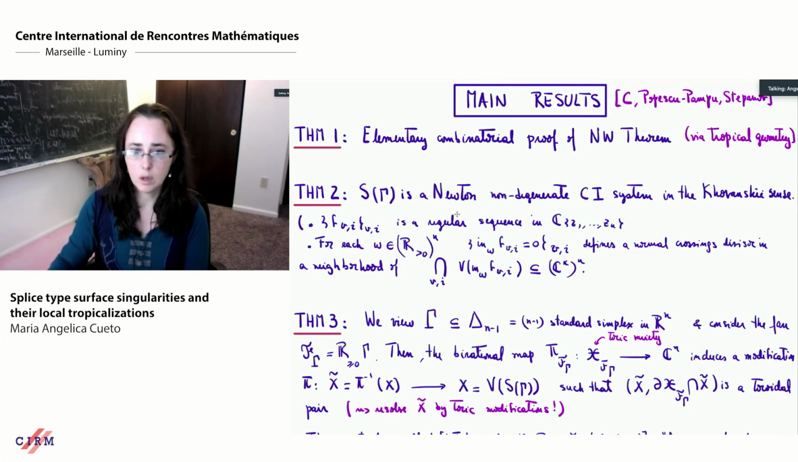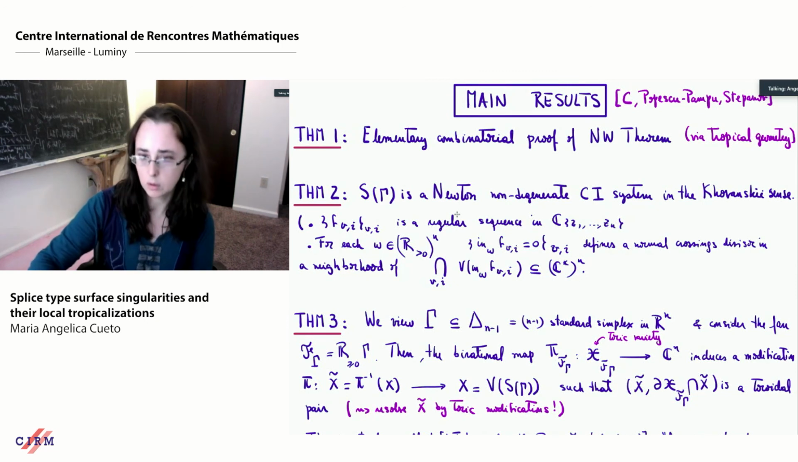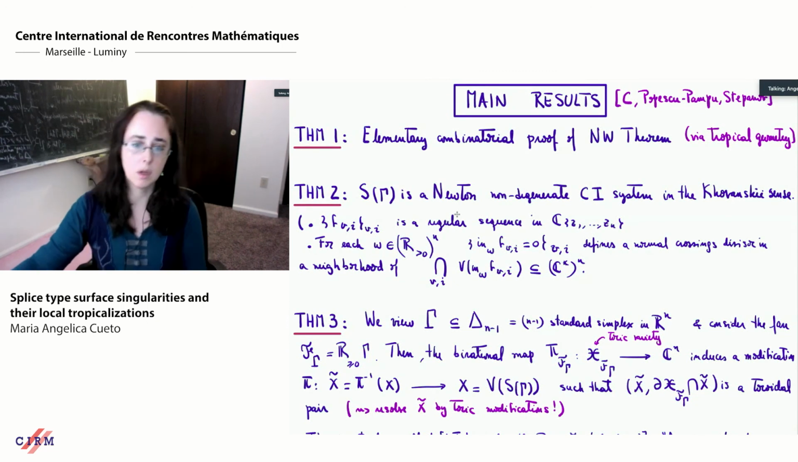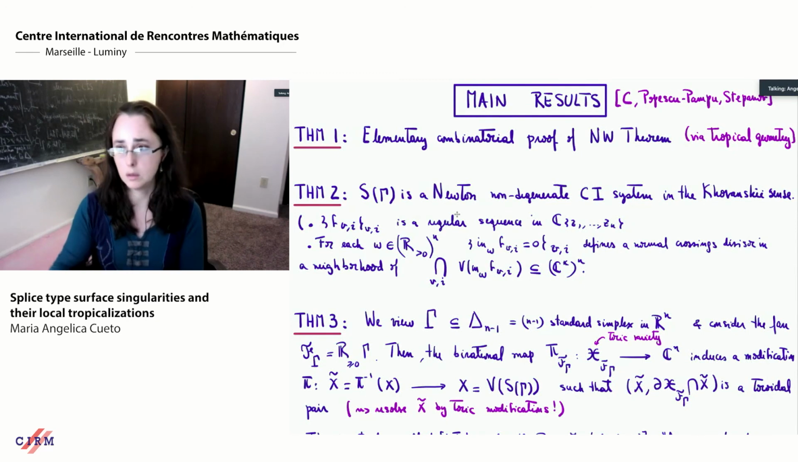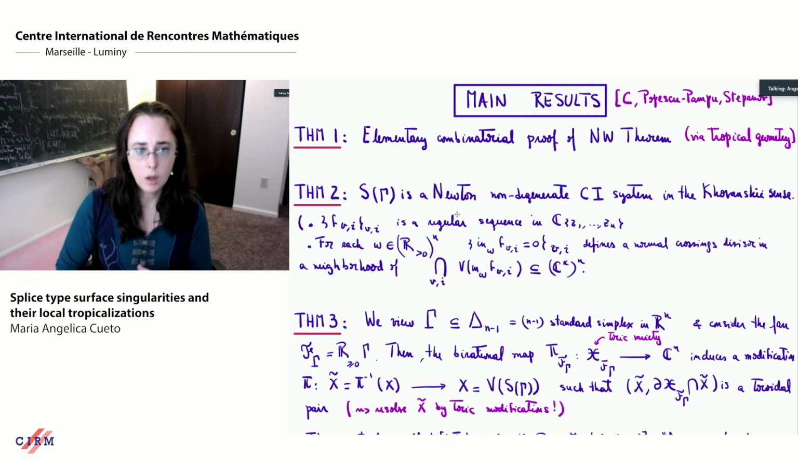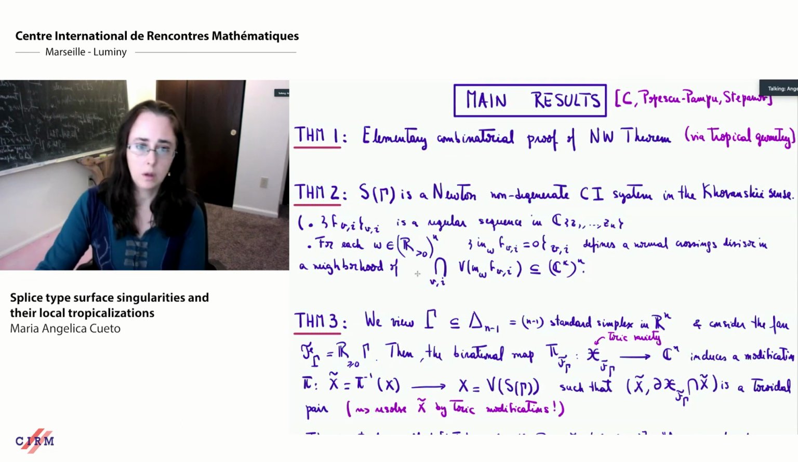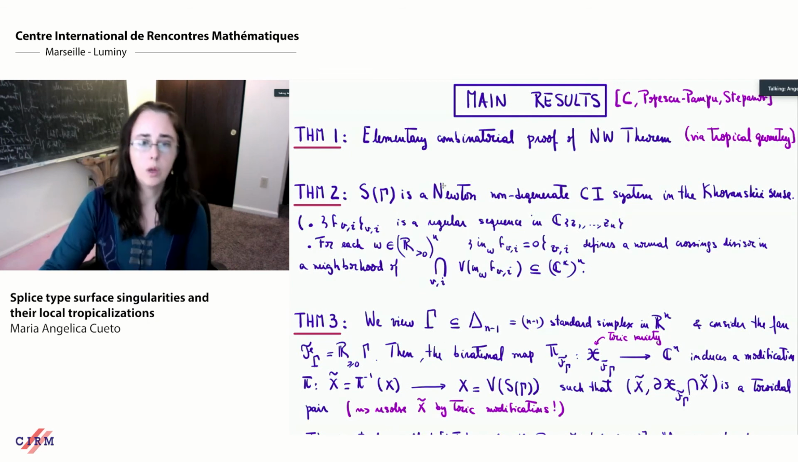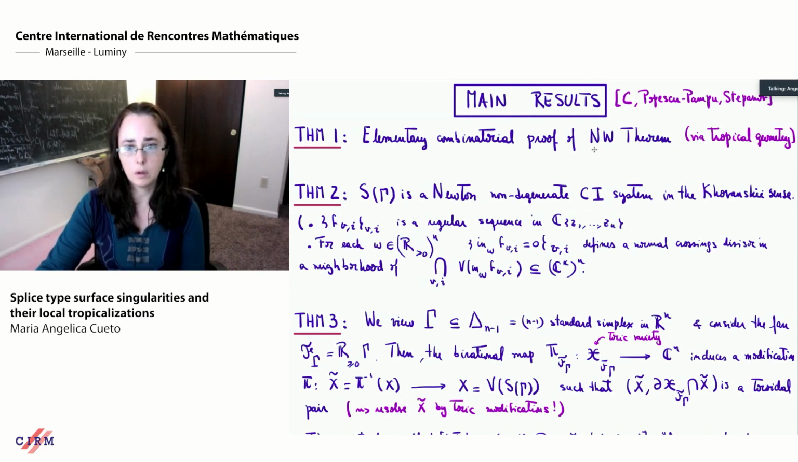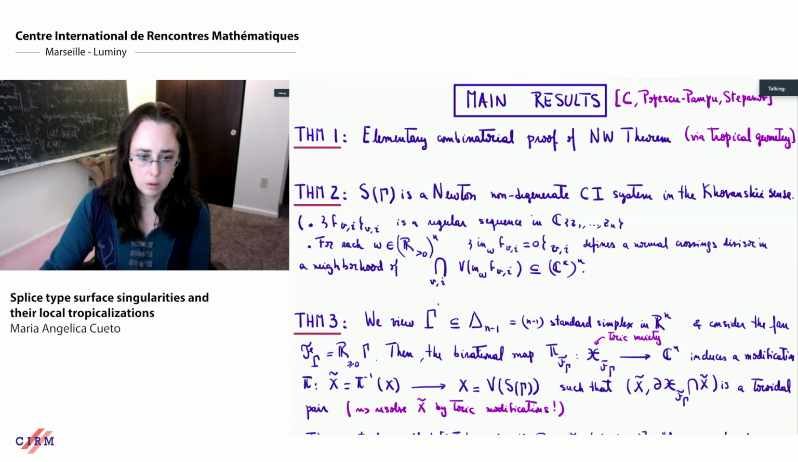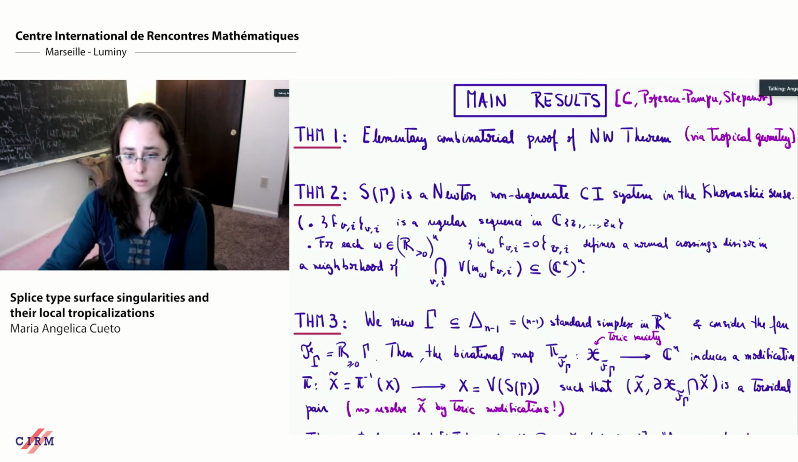If you want to study this topic and try to come up with conjectures, this is a nice family of test cases to check. And then the third thing that we can get out of this is, part of the way we prove this theorem of Neumann and Wall is we're going to use these weight vectors to embed our splice diagram inside a standard simplex.